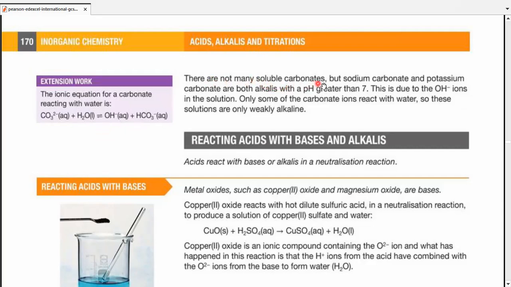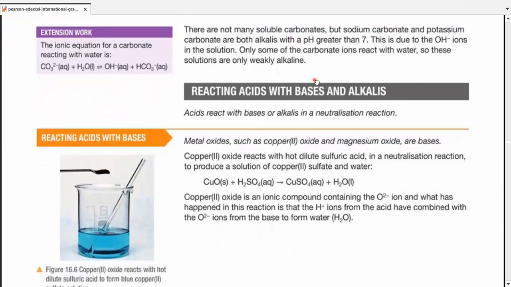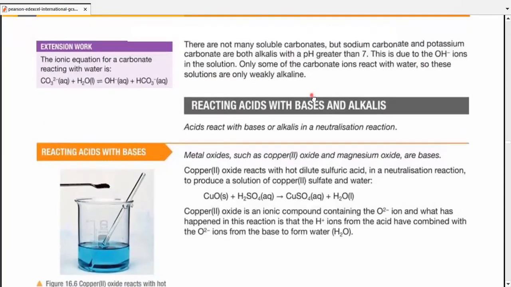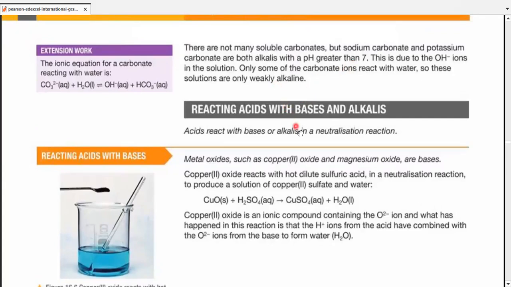There are not many soluble carbonates, but sodium and potassium carbonate are both alkalis with a pH greater than 7. This is due to OH negative ions in the solution. Only some of the carbonate ions react with water, so these solutions are only weakly alkaline. Examples are sodium and potassium carbonate.